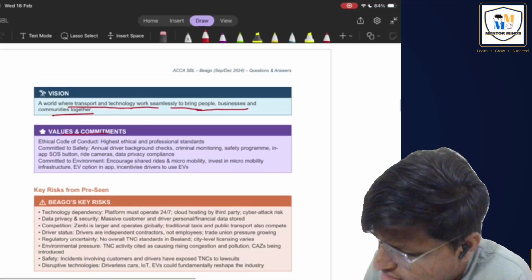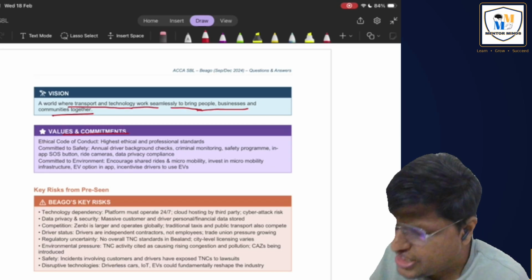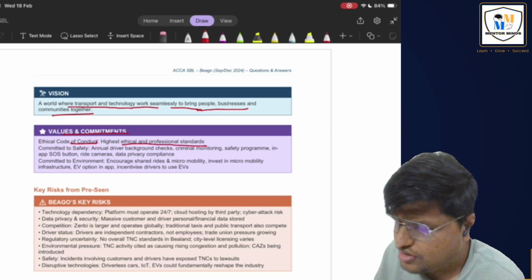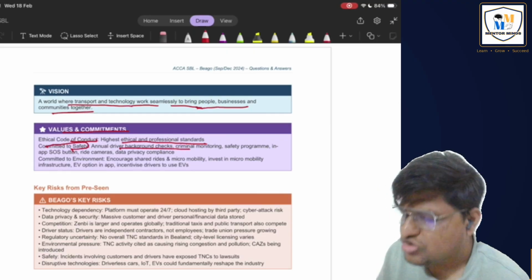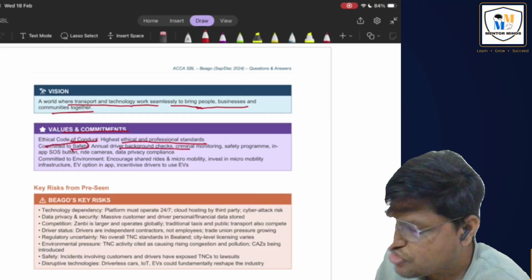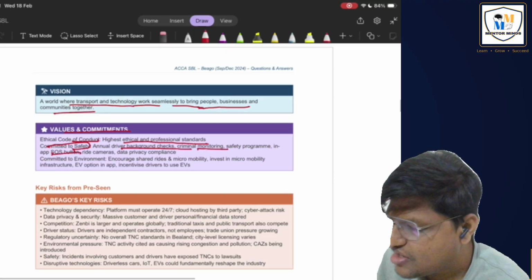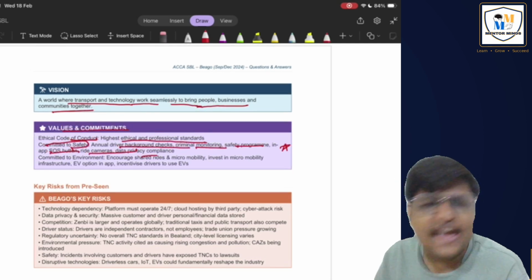Next are the values and commitments. The ethical code of conduct: the highest ethical and professional standards. Committed to safety, with annual driver background checks. So annually they are doing background checks of drivers, criminal monitoring, and safety programs. Then there are emergency buttons and light cameras. So they are taking care of driver safety.